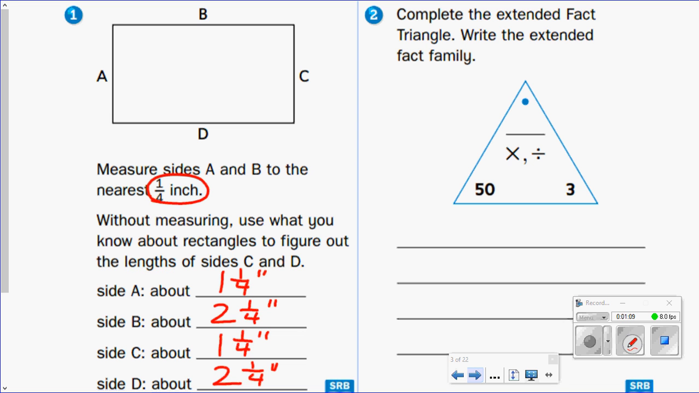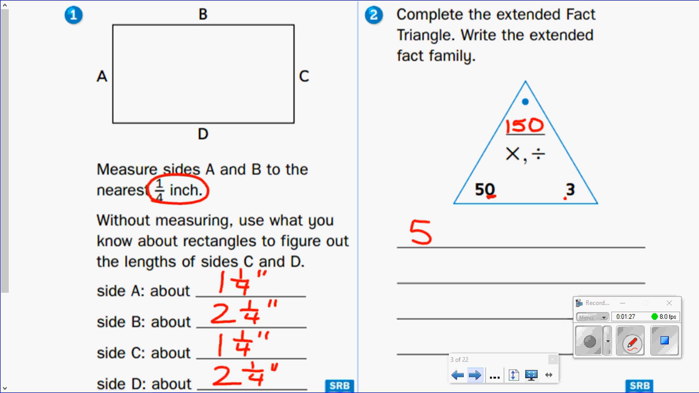Number 2, you are to complete the extended fact triangle. You write the extended fact family. Okay, so we have 5 times 3. Well, we know that's 15, but we're doing tens. So 50 times 3 would be 150.